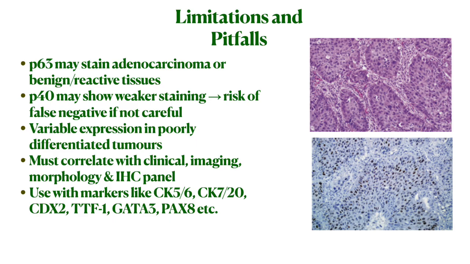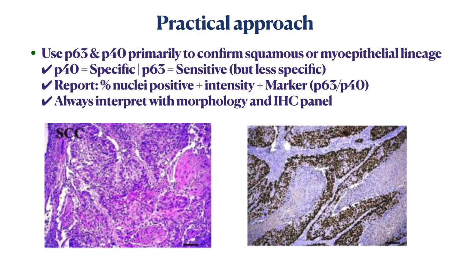Like all IHC markers, at times these markers also have few limitations such as p63 staining adenocarcinomas or benign reactive tissues, and hence we should always use IHC with clinical correlation, imaging correlation and with morphology and other IHC markers to support your diagnosis. Example CK5/6, CK7/20, CDX2, TTF1, GATA3 and PAX8 for the respective origin.